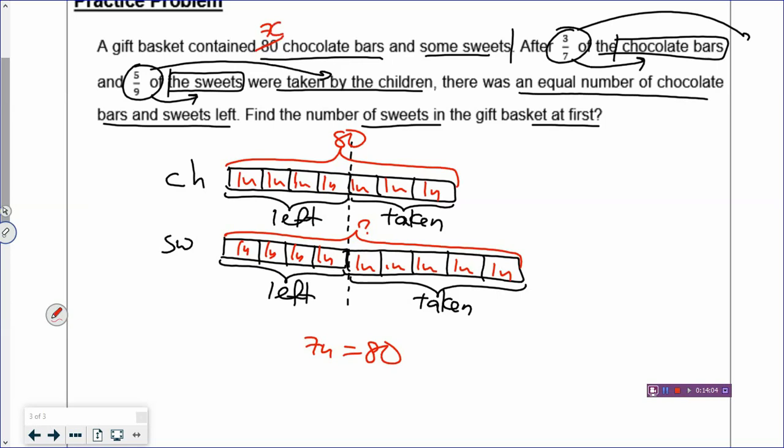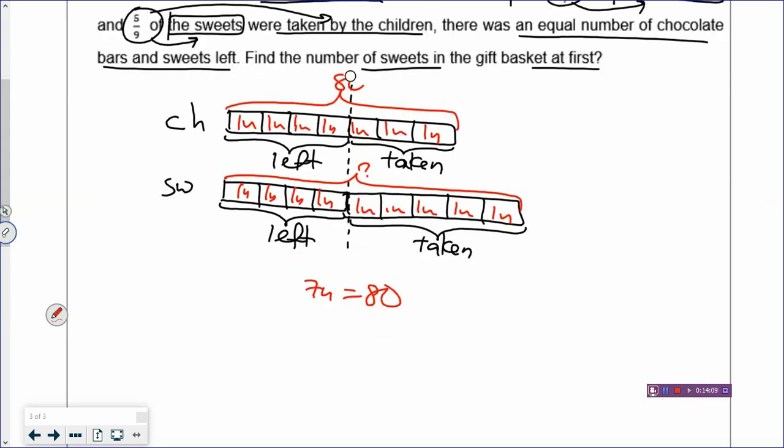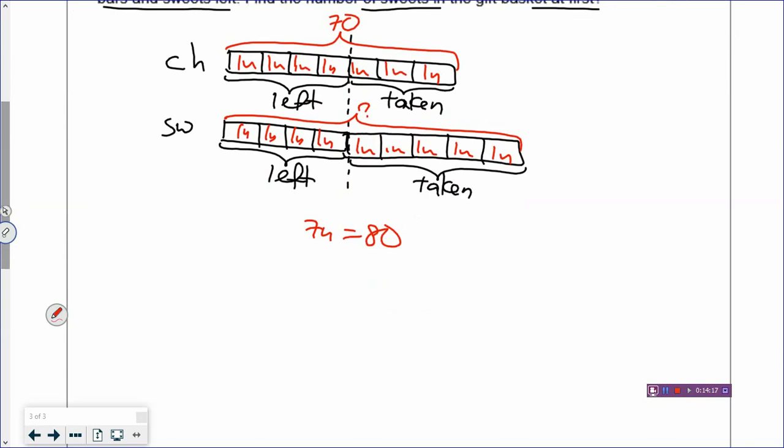Let's change the chocolate bars into 70 chocolate bars. So it's not 80, there are 70 chocolate bars. So 7 units is equal to 70, not 80, because otherwise you can't divide. And then 1 unit will be equal to 70 divided by 7. 1 unit is 10. So can you find how many sweets there are? There are 9 units of sweets at first. So 9 times 10. So the answer is 90.